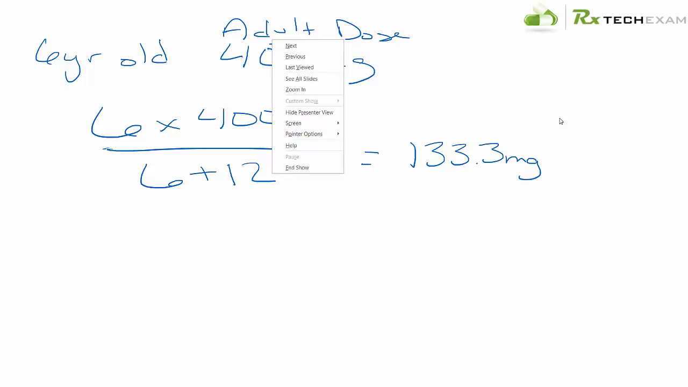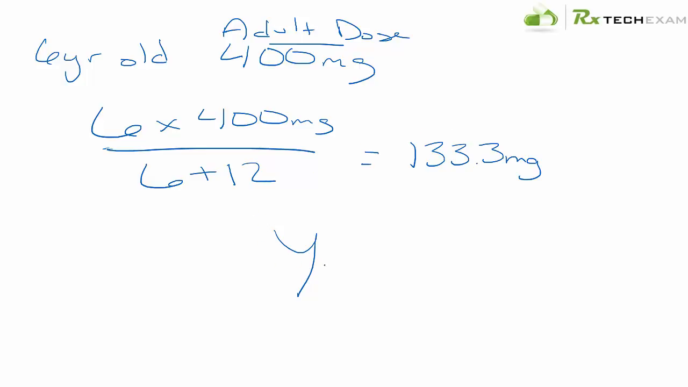And remember that the adult dose is always going to have the same units as the child's dose. So because we're using this as a factor in the equation, this is how you can use Young's rule to calculate a child's dose.